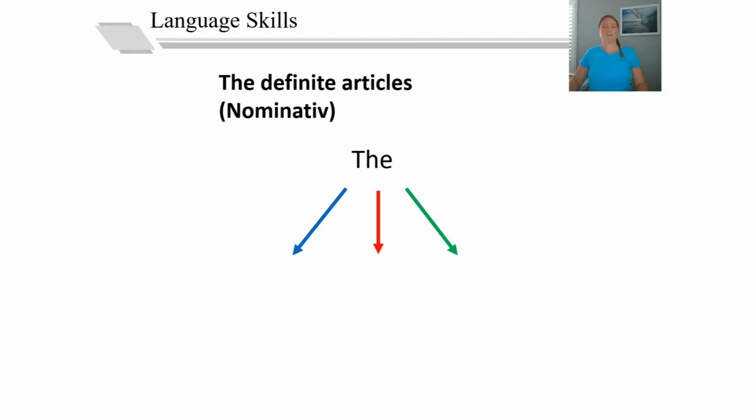Let's have a closer look at the definite articles to compare English and German. The in English has 3 definite articles in the German language. They are der, die, and das. And here you already can see our special color code. And how is that? Let's have a closer look.